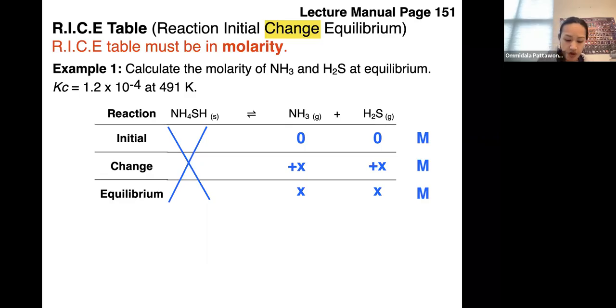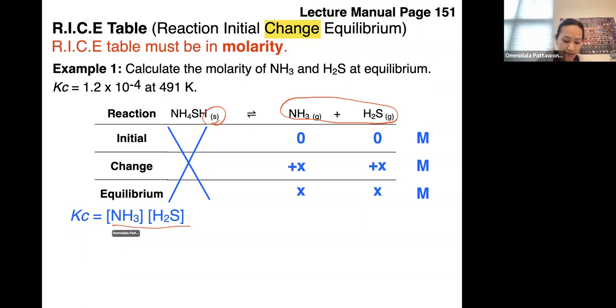This concentration right here is going to be the concentration at equilibrium. It's the concentration that you can use to calculate Kc. So what you can do is write out the Kc expression. The Kc expression is going to be the products multiplied by each other and divided by the reactant. But since the reactant is solid, it's going to divide by 1, so in this case it's just equal to itself.